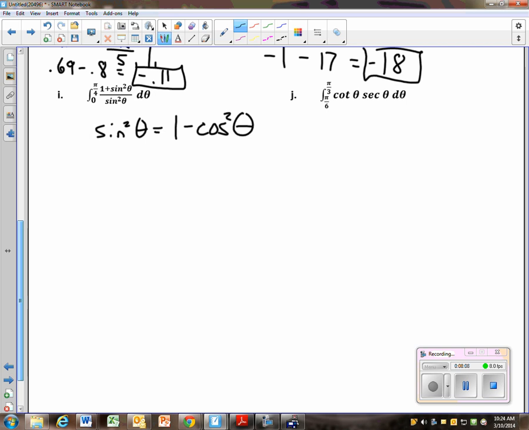Oh, so you want to plug that in there. Still doesn't work, does it? No, 1 plus sine squared isn't anything. No, 1 minus sine squared is cosine squared. What's that? No, we do know this one. Let's split it up.